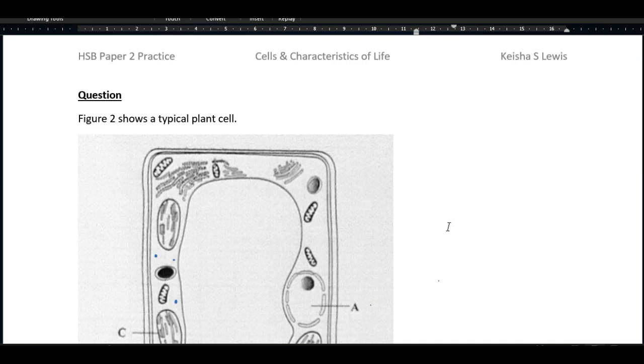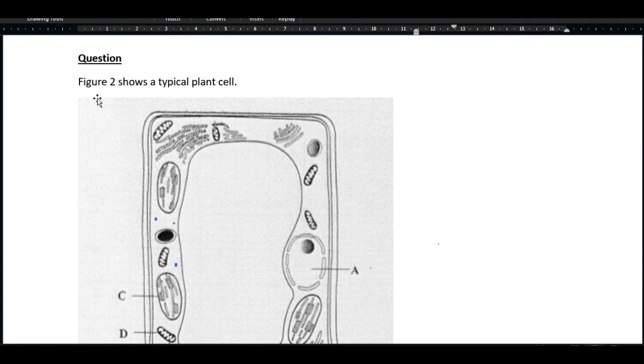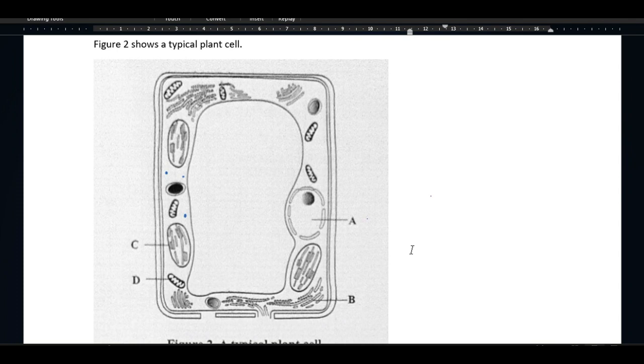And in this past paper question, you're being tested on the topics of cell structure and function, as well as the characteristics of life. So the first part of the question, you are presented with a diagram. And as it says here, figure 2 shows a typical plant cell. Let's zoom in a little bit.